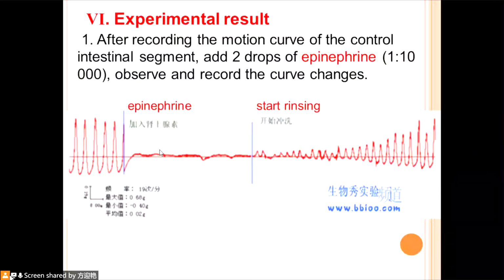Yes. Then can you tell me, when we drop this epinephrine and see this phenomenon, is the smooth muscle contractility decreased or increased? Can you tell me if the smooth muscle contractility is decreased or increased?